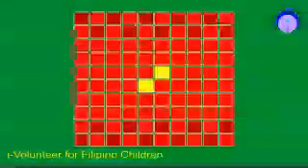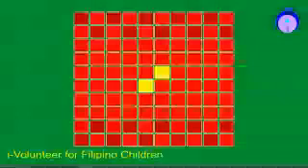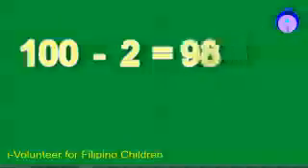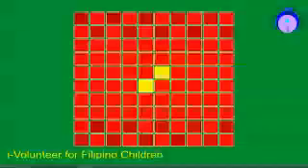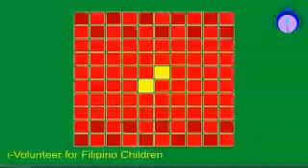What is your technique in finding the number of red and yellow blocks? Since there are 2 yellows, all we have to do is subtract 2 from 100. As we are taking away 2, we are going to use subtraction. 100 minus 2 is equal to 98. We have a total of 98 red blocks.